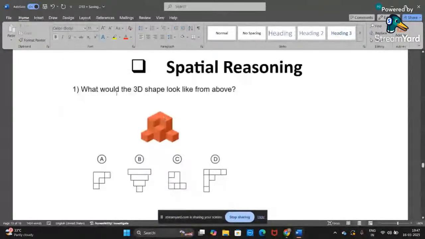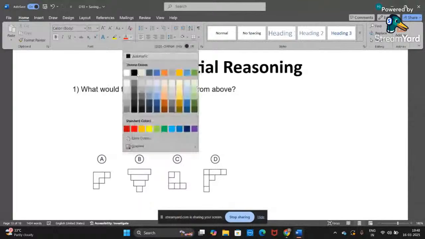See, what would the 3D shape look like from above? So look at the image which is given here and analyze it from the top view. Which is the similar option for this? This one, right?